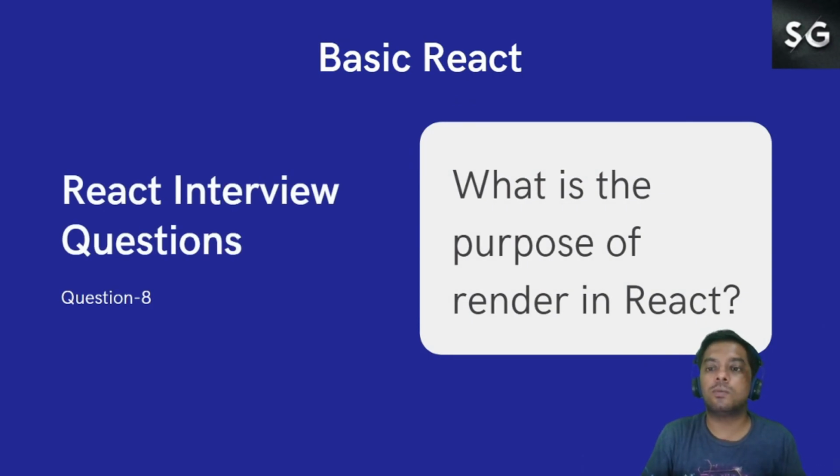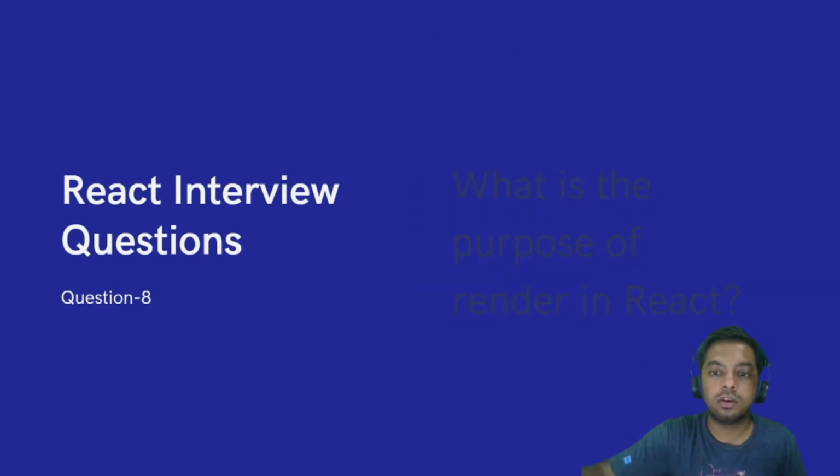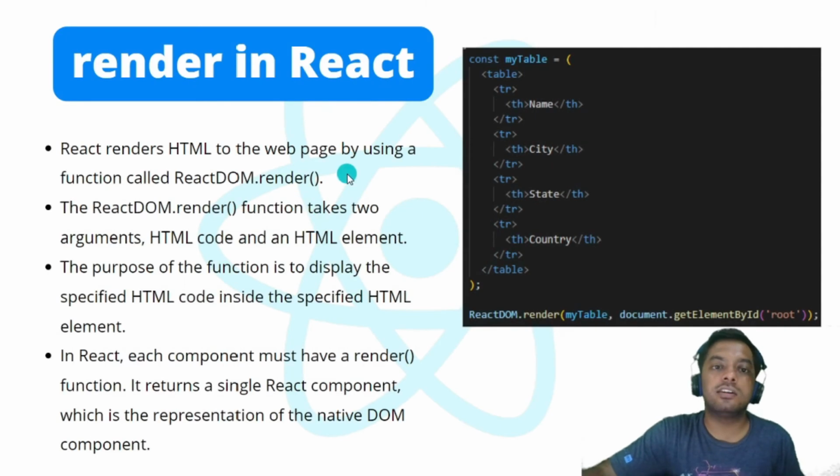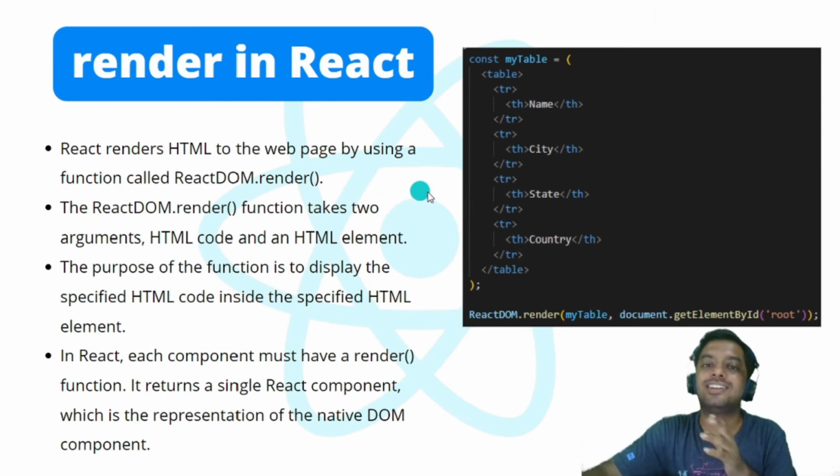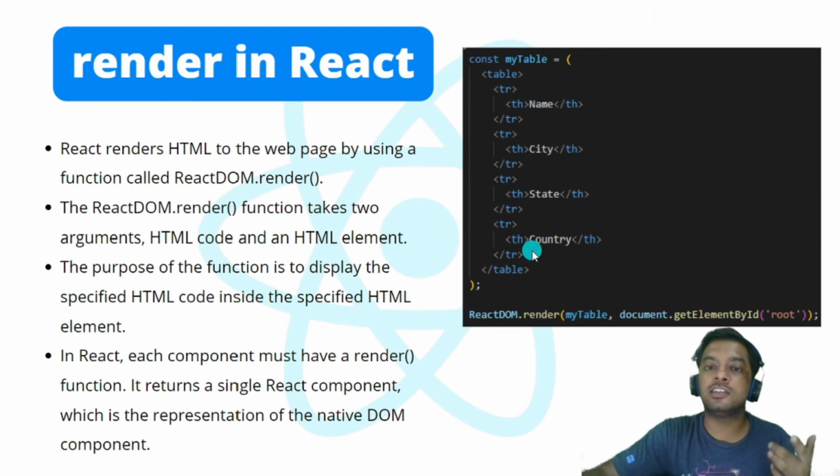The next question is, what is the purpose of render in React? React renders HTML to the web page by using a function called ReactDOM.render. This function is used to render anything on the web page. The ReactDOM.render function takes two arguments, HTML code and an HTML element. The first is MyTable. It's the HTML code that needs to be rendered on the web browser. And the second argument is the HTML element inside which we need to render our code.